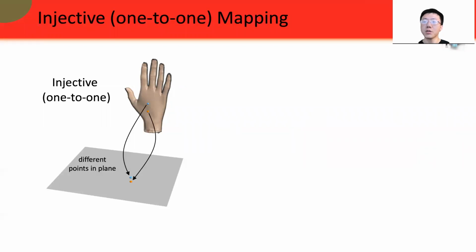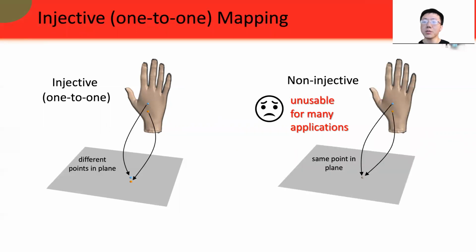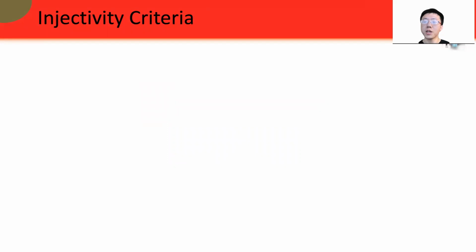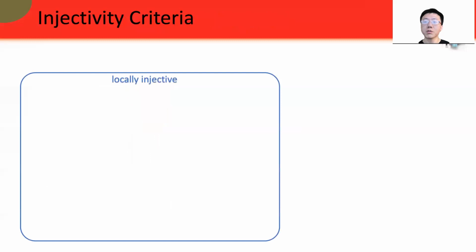That is, any two distinct points of the mesh are mapped to two different points in the plane. A non-injective map is not usable in many applications, such as texture mapping. For a map on a triangle mesh to be injective, it must satisfy several criteria. The first group of criteria concerns the local neighborhood of vertices, edges, and triangles. Specifically, the triangle cannot be degenerate.